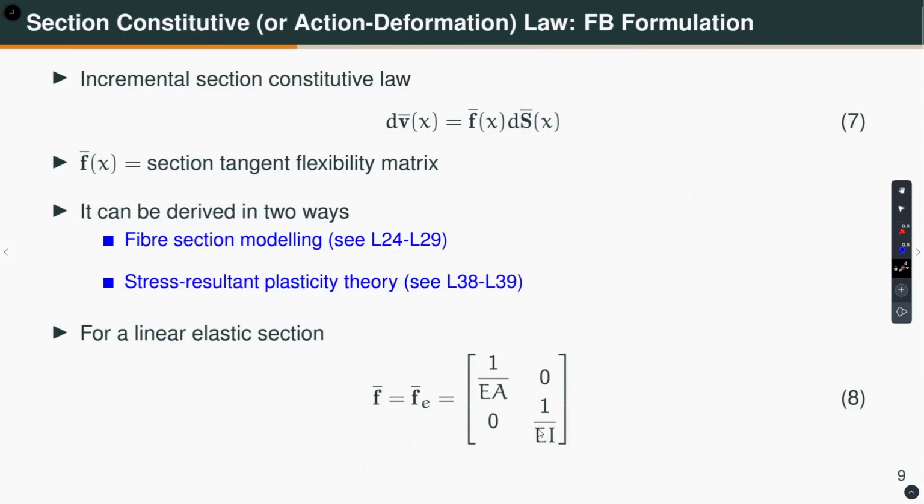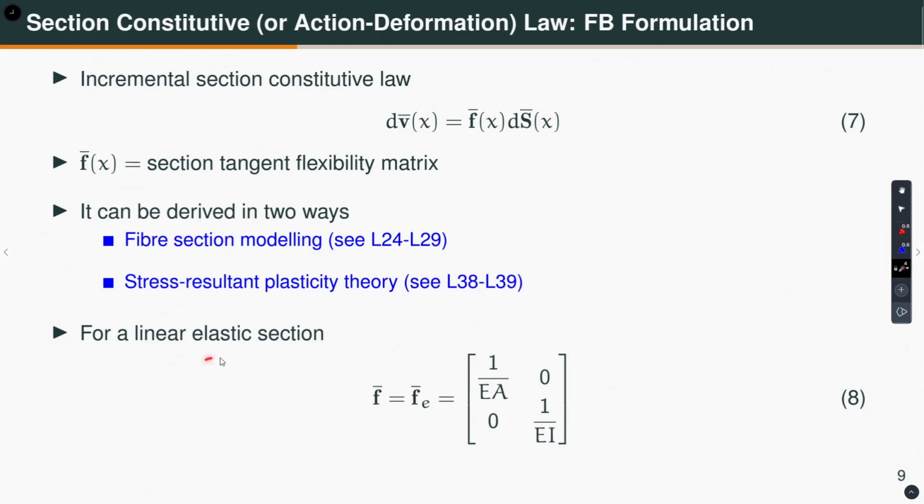Now, for the flexibility or force based formulation, what are we going to do? We are going to write it just in the opposite manner. So, we will write the section incremental deformation vector is equal to the section tangent flexibility matrix multiplied by the section incremental force vector. Okay. So, F bar x is called the section tangent flexibility matrix. Just like for the displacement based element, we could use fiber section modeling and stress resultant plasticity theory, we can do the same thing for the flexibility or force based formulation.